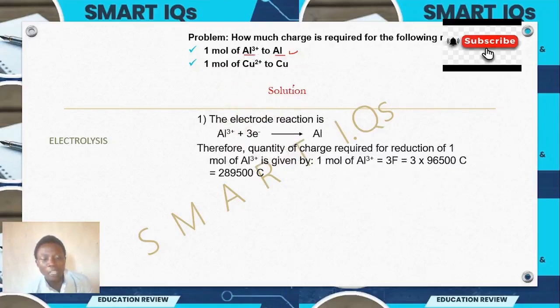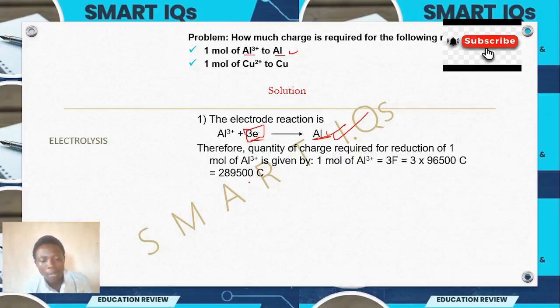we know that at the electrode, this is going to be what? Reduction half equation. Are we together? So this is the reduction half equation, and we have aluminum 3 ions gaining 3 electrons, and when that happens, of course, this is being reduced. Okay, good. So now we are much concerned about the mole or the number of electrons.